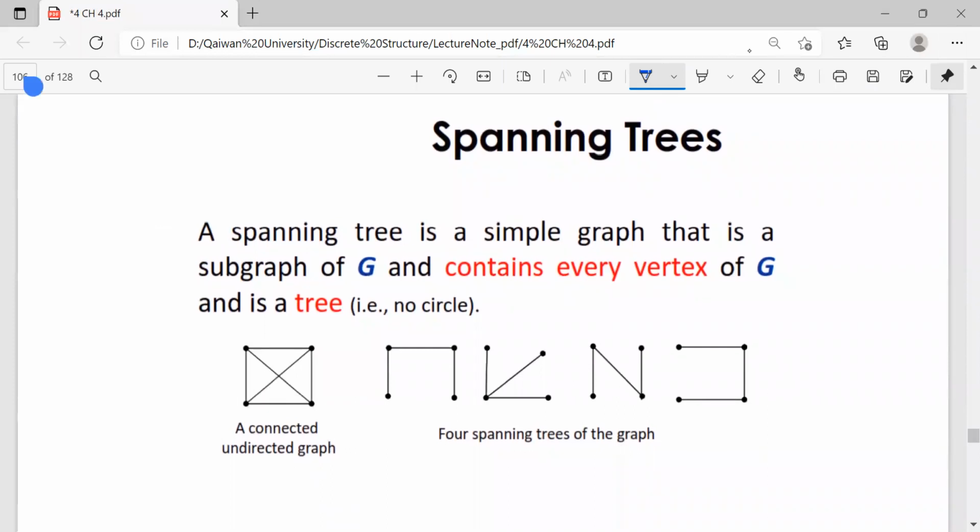We now have spanning trees. We say a spanning tree is a simple graph that is a subgraph of G. A spanning tree is a simple graph that we take from a given graph G. It's a subgraph of the given graph, and it contains every vertex of G. So we take a tree from a graph which contains all the vertices of the graph.